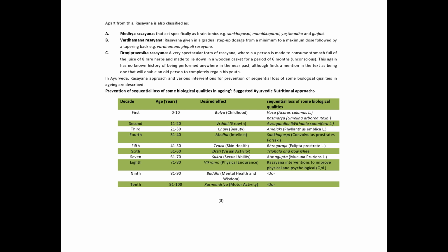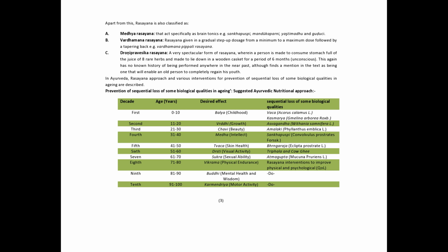In Ayurveda, Rasayana approach and various interventions for prevention of sequential loss of some biological qualities in aging are described. Suggested Ayurvedic nutritional approach. Decade, age in years, desired effect, sequential loss of some biological qualities. First, 0 to 10, Balya, childhood: Vacha, Acorus calamus L.; Kashmari, Gmelina arborea Roxb. Second, 11 to 20, Vriddhi, growth: Ashwagandha, Withania somnifera L.